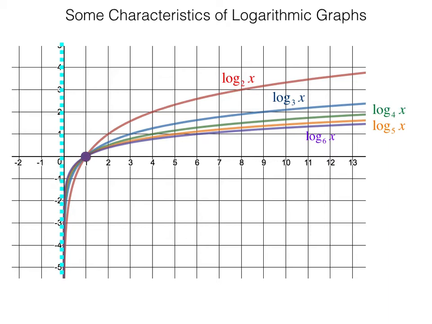Another characteristic, and something that's easy to graph, is if you look at log base 2 of x, if x is 2, then y is 1. So I have the point (2, 1). Log base 2 of 2 is 1. Log base 3 of 3 is 1. Log base 4 of 4 is 1. So these are nice, easy points to graph.